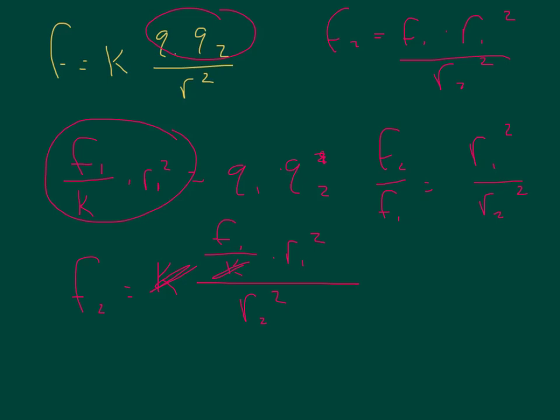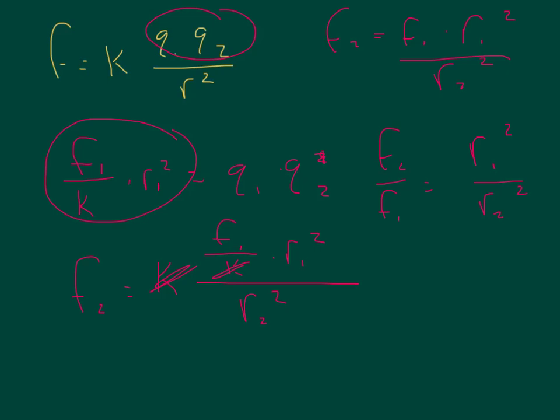So we'll just plug our numbers in right here. So the force 1 was 2.55 micronewtons. Radius 1 was 13 millimeters. We're going to square that. Radius 2 was 16.9 millimeters. Make sure you square that.